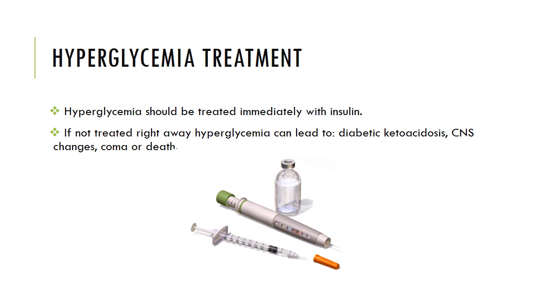Hyperglycemia treatment: hyperglycemia should be treated immediately with insulin. If it's not treated right away, there could be serious consequences such as diabetic ketoacidosis, CNS changes, coma, or even death.